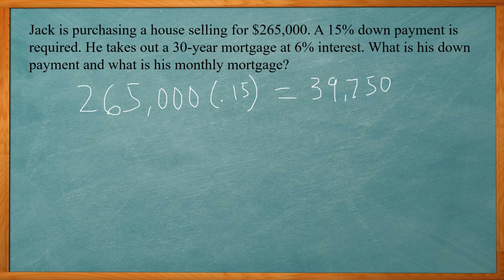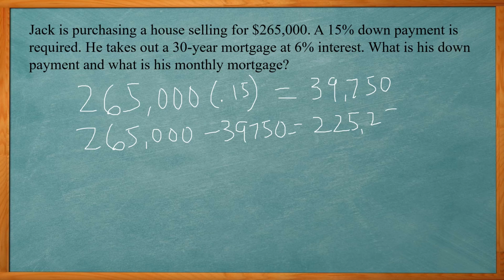So that's the cash he needs to come up with for his down payment, $39,750. Now for his loan amount, you're going to subtract that from the $265,000. That will be how much he needs to take out in loan to pay for the rest of the house. That's going to be $225,250. So that's going to be his loan amount.